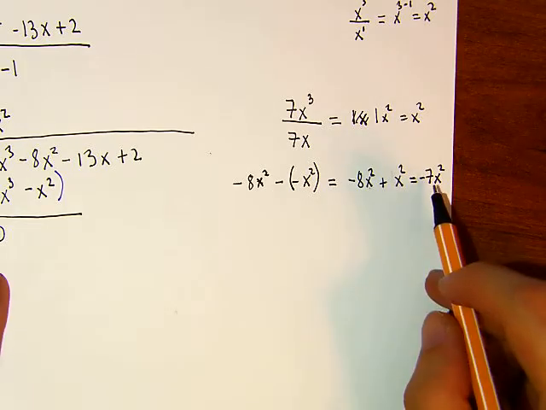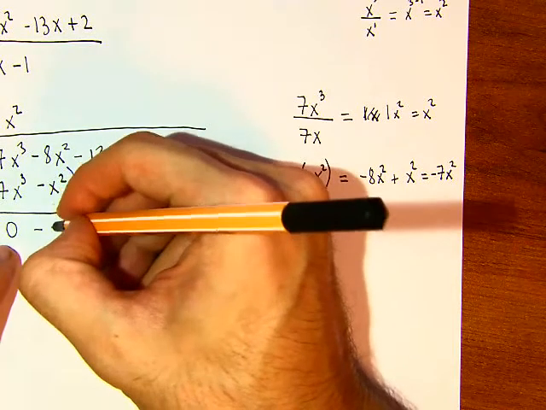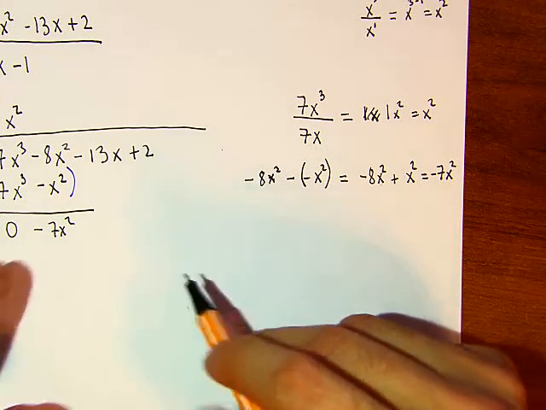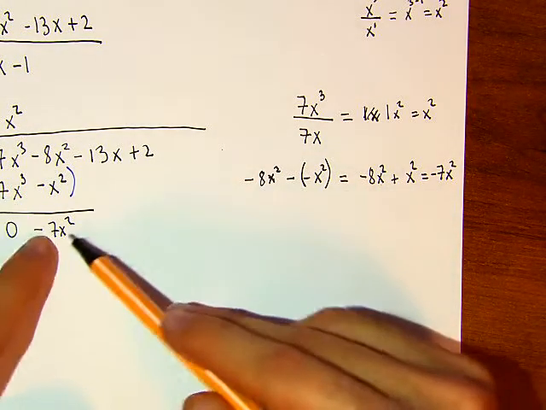Okay, so this is negative 7x squared. Okay, now that's what we got, right? This is plus, yeah, negative 7x squared.